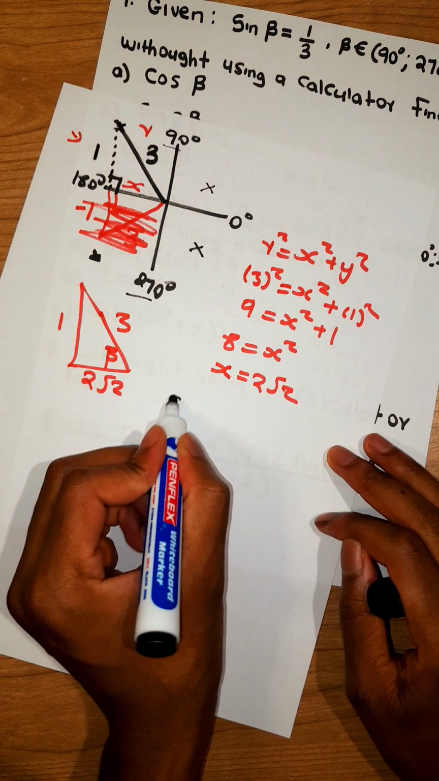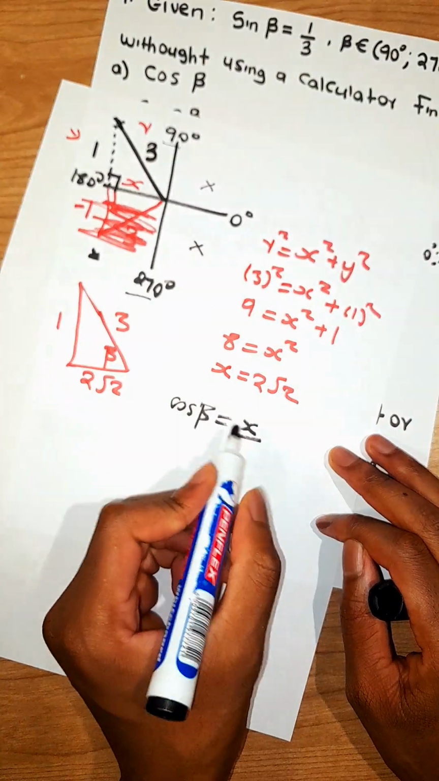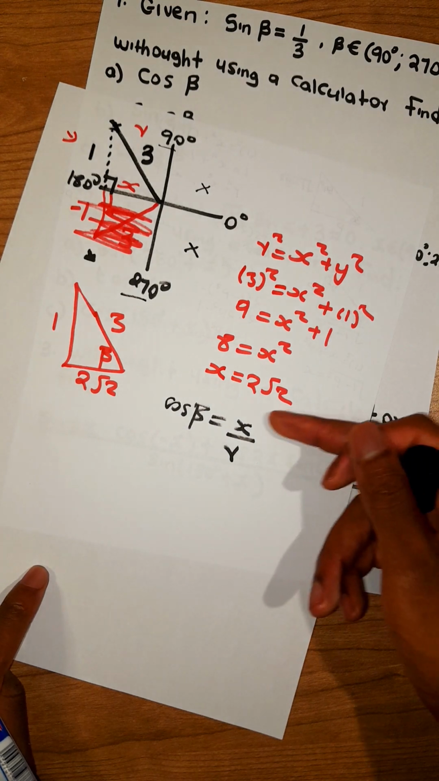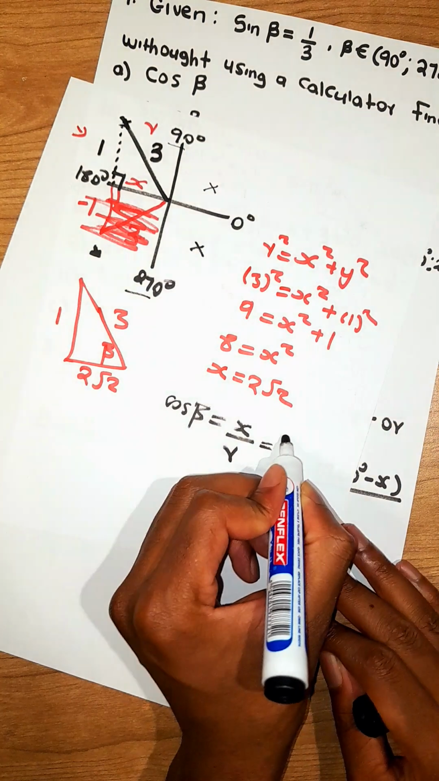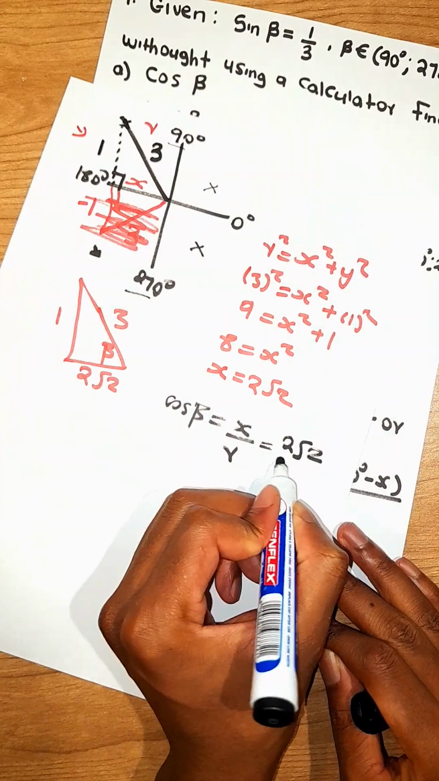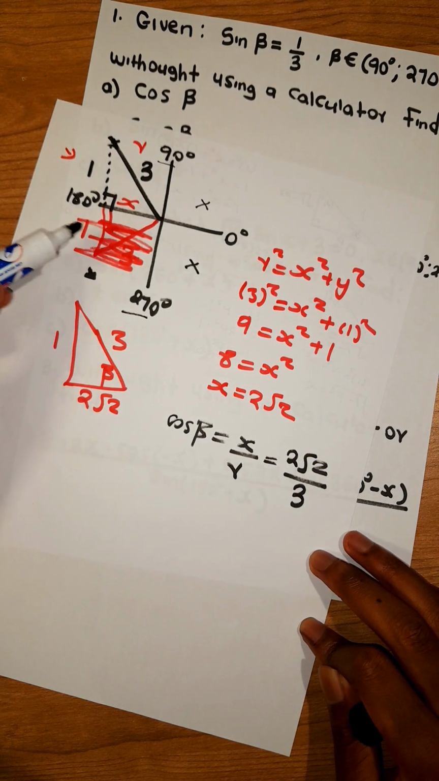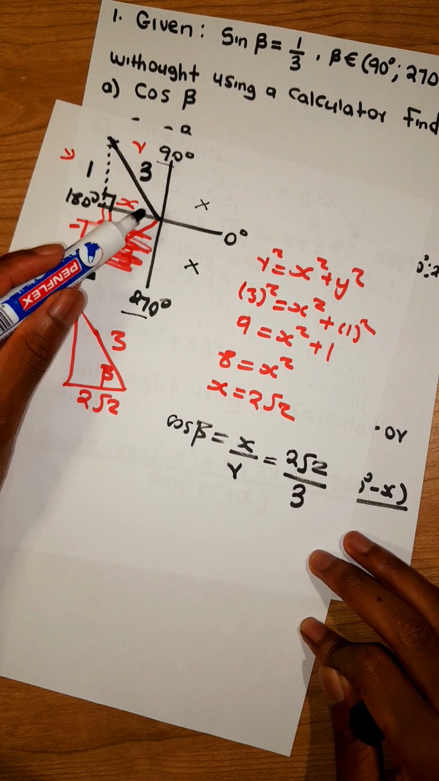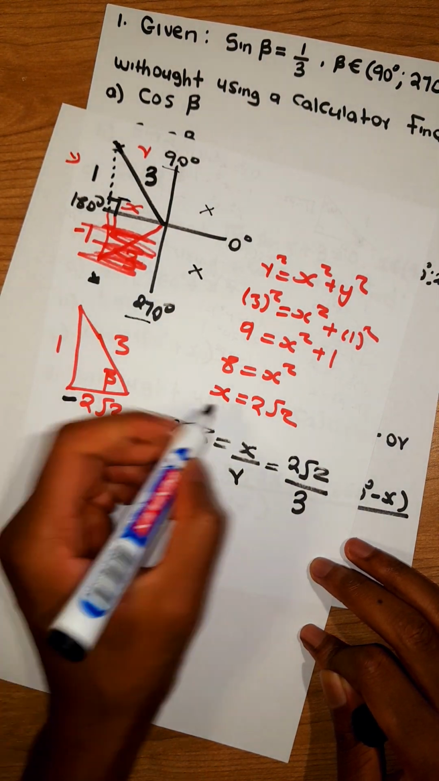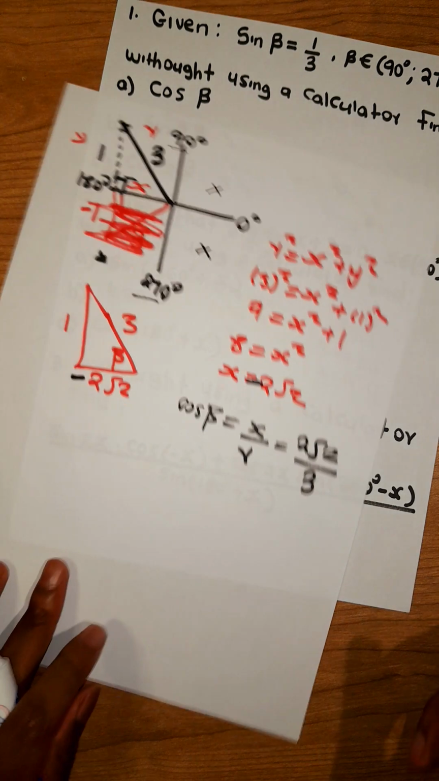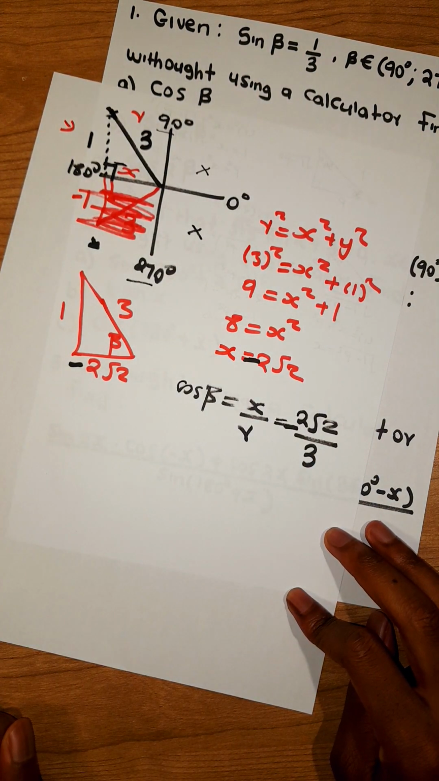You're going to say, well, I know that the cos of beta is x divided by r. It is adjacent over hypotenuse. What is the value of x? It is going to be 2 root 2 divided by 3. Well, which sign is the value of x from the diagram? Obviously, x has to be negative. Even on this diagram, the x has to be negative. So it means that the cos of beta also has to be negative.